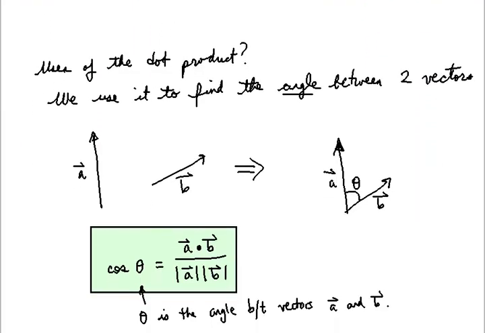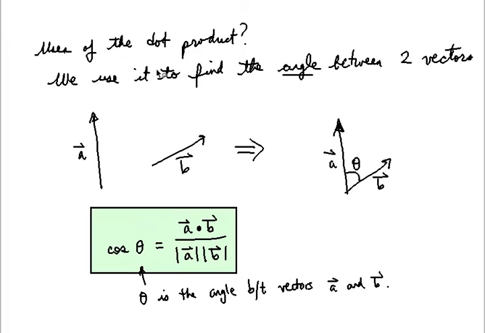Now let's talk about the uses of the dot product. How is this useful? Why is A dotted with B ever going to be useful in a real-world situation? Well, it actually helps us find the angle between two vectors. That number itself is not the angle, but it helps us find the angle between these two vectors.